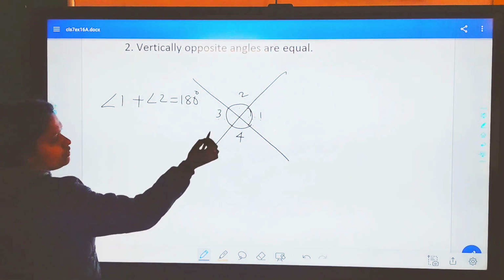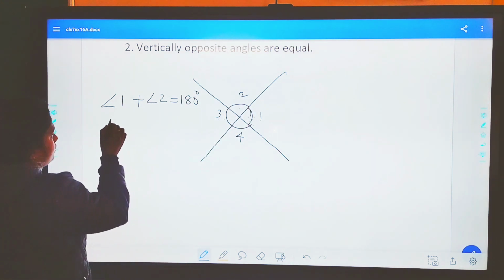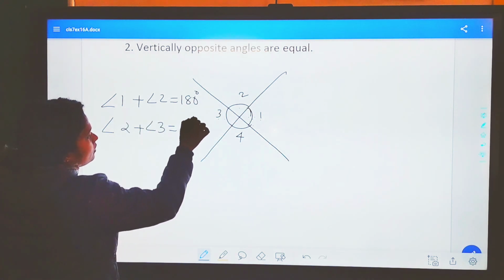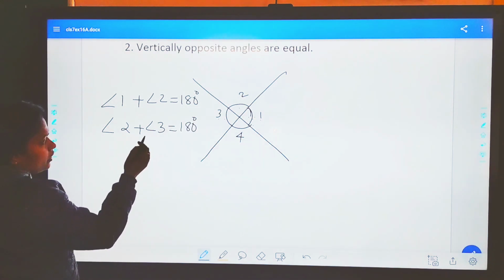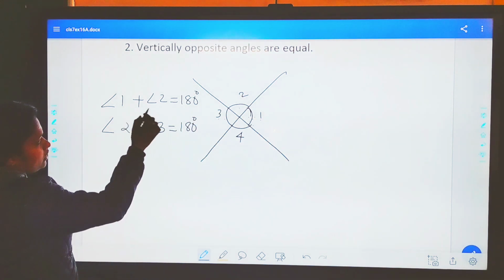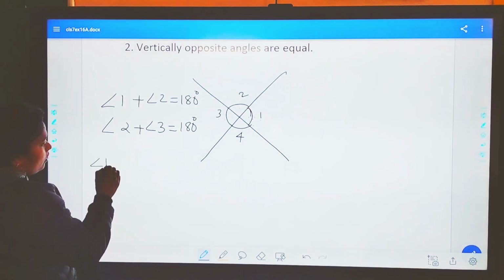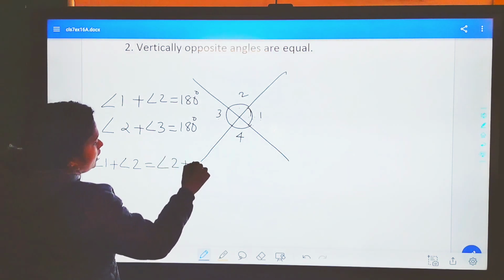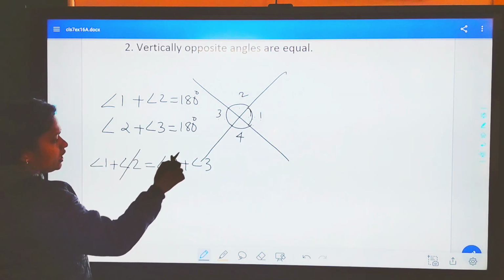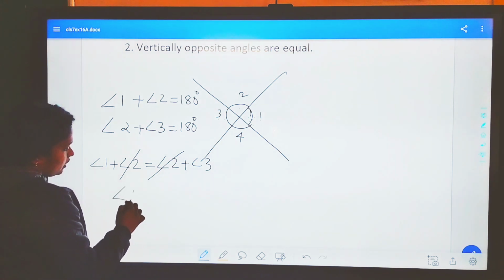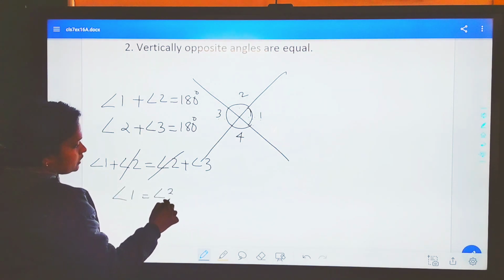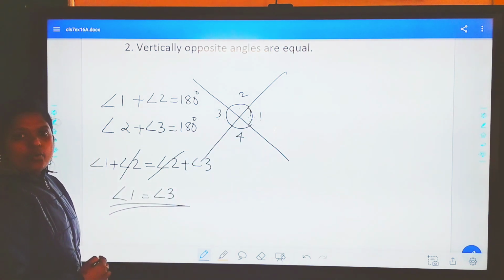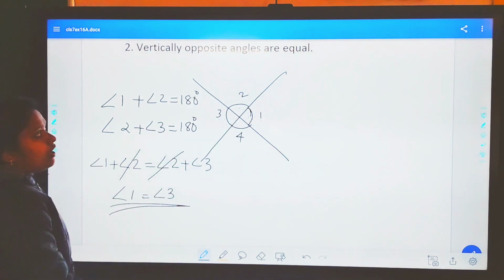Then from this we can take one more, 2 and 3. The sum of 2 and 3 is also 180 degrees. Since both are 180, we can equate them. So we can write angle 1 plus angle 2 equals angle 2 plus angle 3. Both sides have angle 2, so we can cancel it. Then angle 1 equals angle 3. Angle 1 and angle 3 are vertically opposite, so vertically opposite angles are equal.